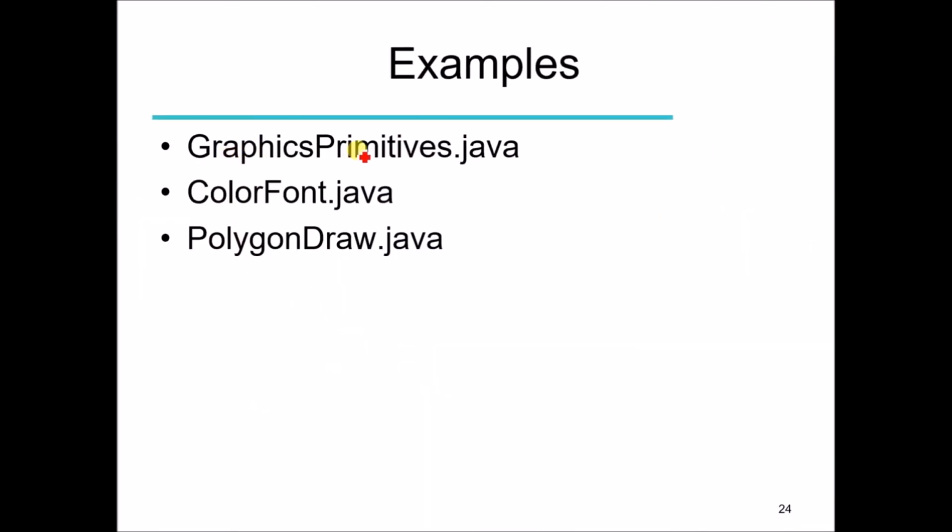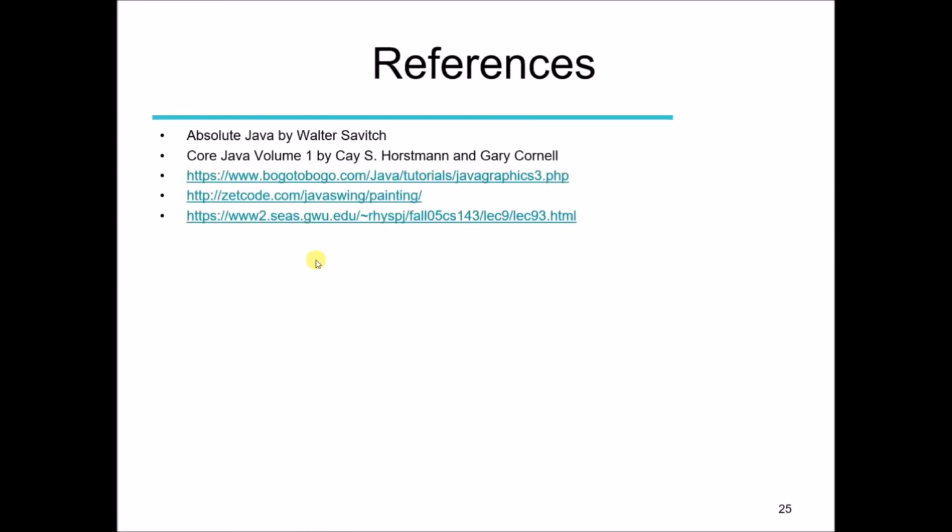So we have discussed the graphics primitives. We have discussed the example for color and font, in which we saw how to set the color and the font, and draw polygon, in which we saw how to draw the polygon and the polyline. Polygon and polyline have similar methods and similar constructors. In the polyline, the last point is not connected with the first point.